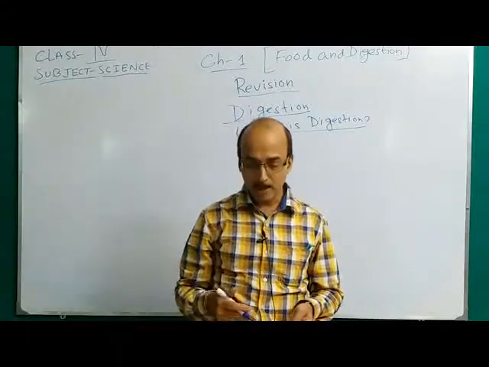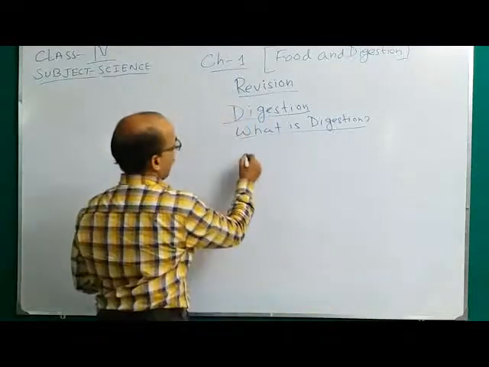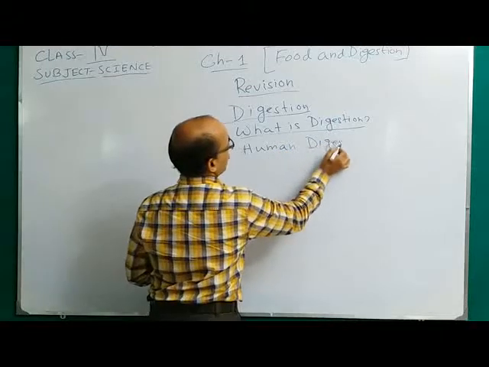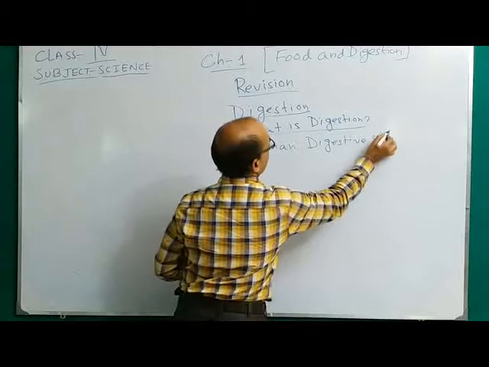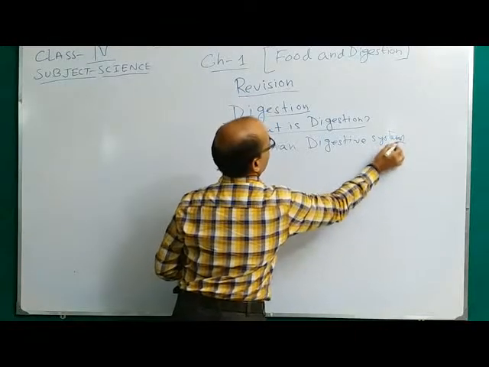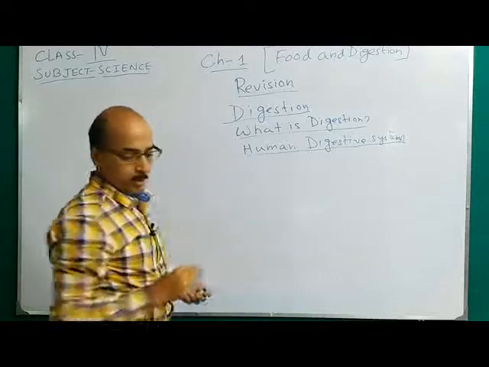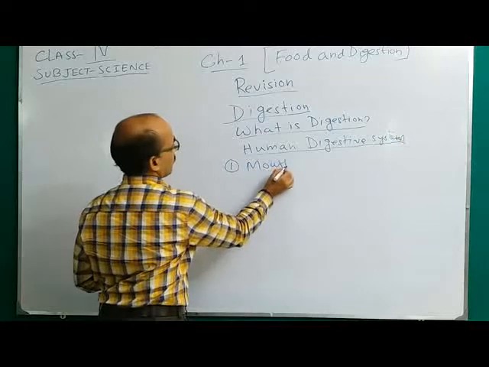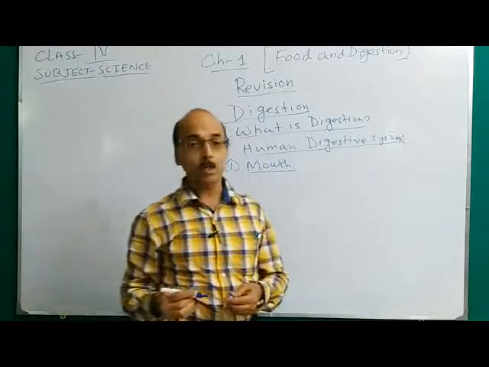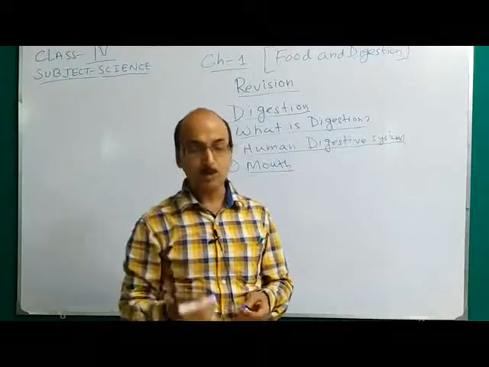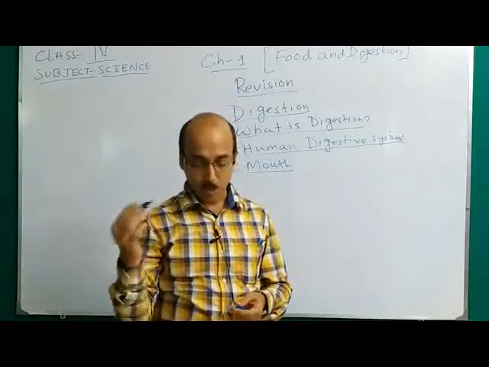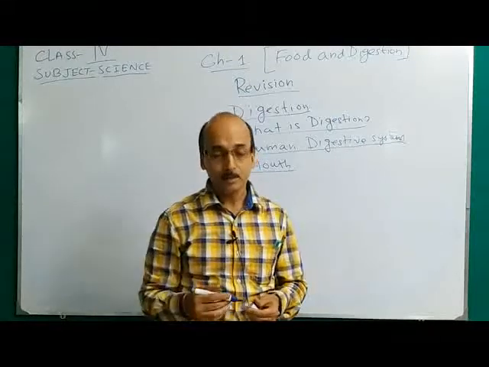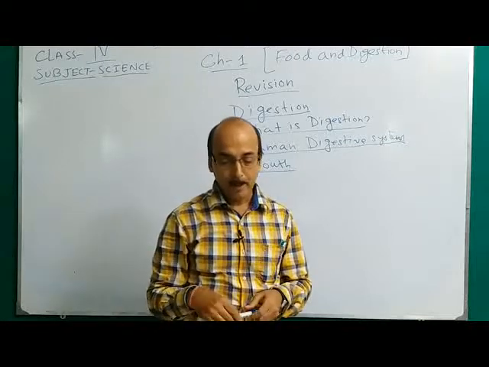So we have to know the human digestive system, the different organs. The different organs of the digestive system are mouth, food pipe or esophagus, stomach, liver, small intestine, large intestine, anus. So first of all, mouth.